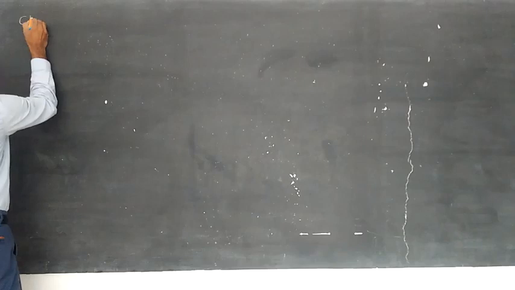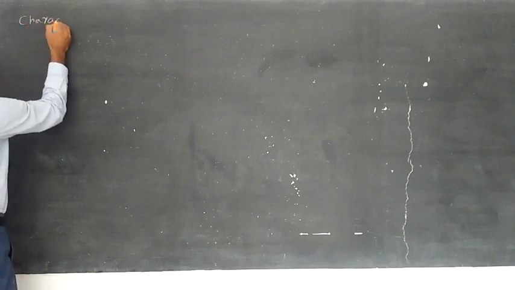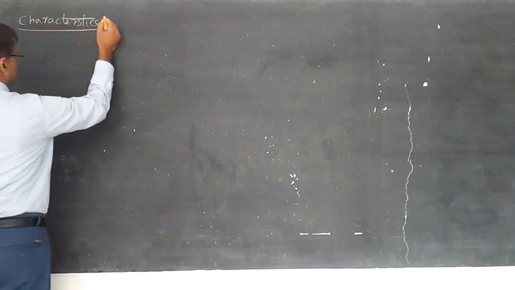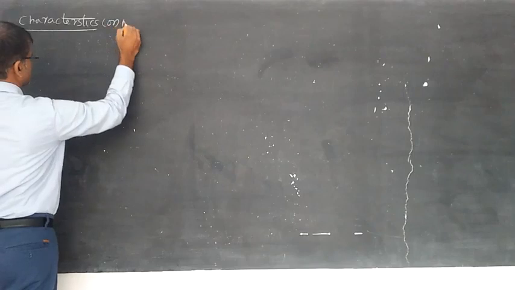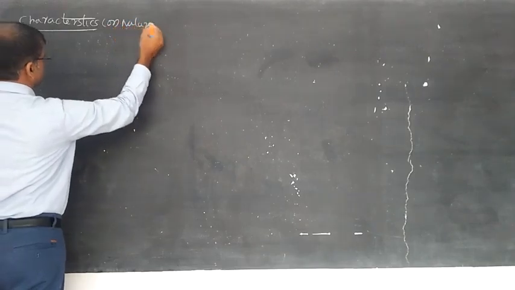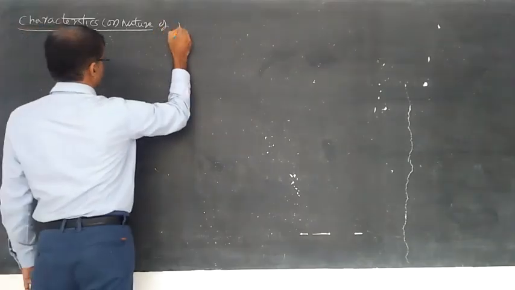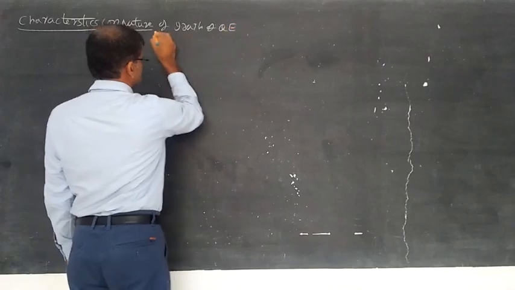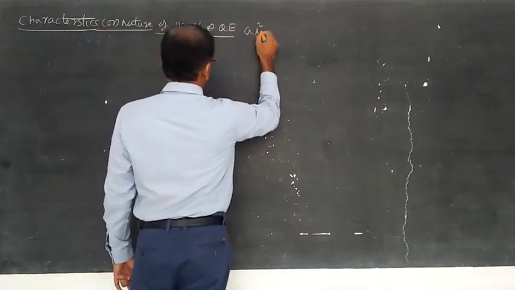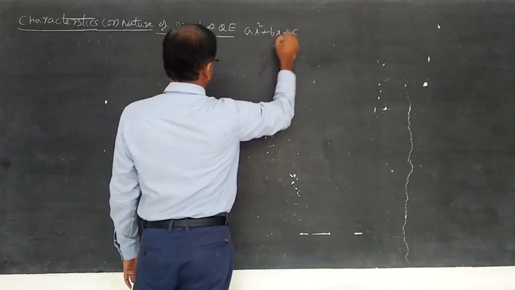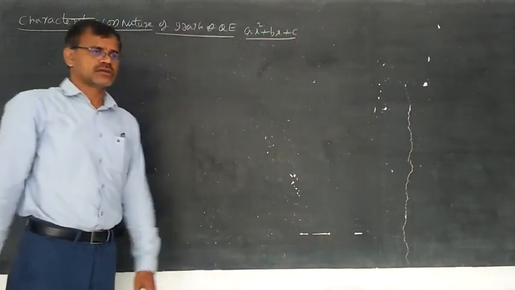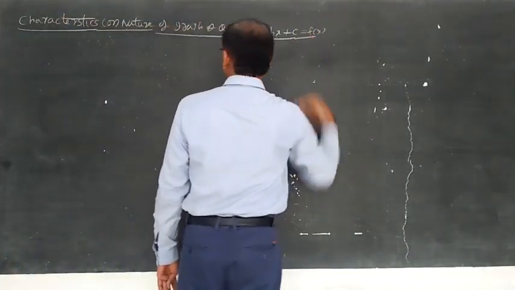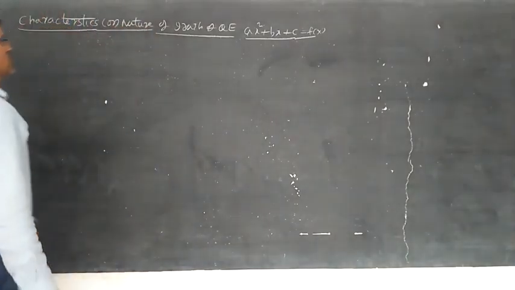Now we can write the characteristics or nature of the graph of the quadratic equation ax square plus bx plus c, or it can be written as f of x. The function f of x equals ax square plus bx plus c graph.